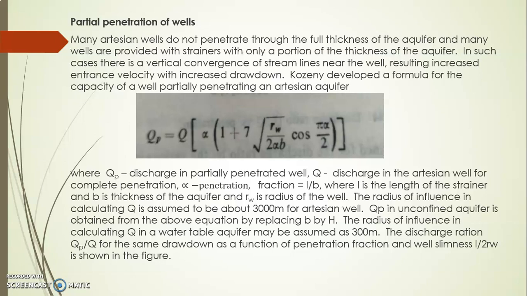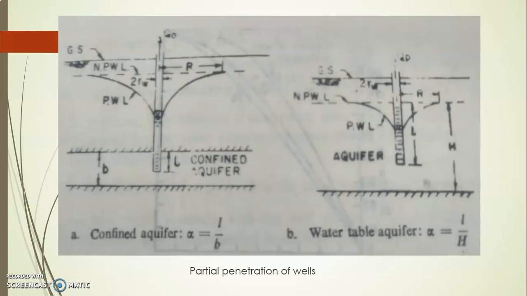Qp in an unconfined aquifer is obtained from the above equation by replacing b by H. The radius of influence in calculating Q in a water table aquifer may be assumed as 300 meters. The discharge ratio Qp by Q for the same drawdown, as a function of penetration fraction and well slimness L by 2rw, is also shown in the figure. The figure shows the partial penetration of a well, where the well is penetrating partially into the confined aquifer for a length L, and this is the well in the unconfined aquifer.